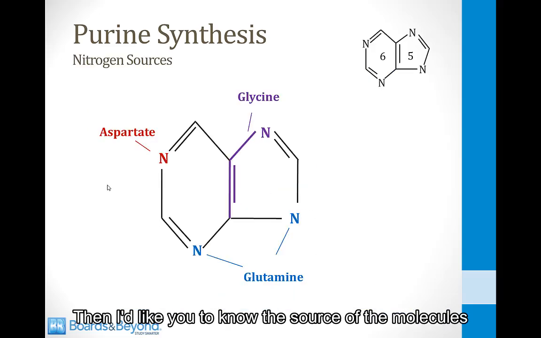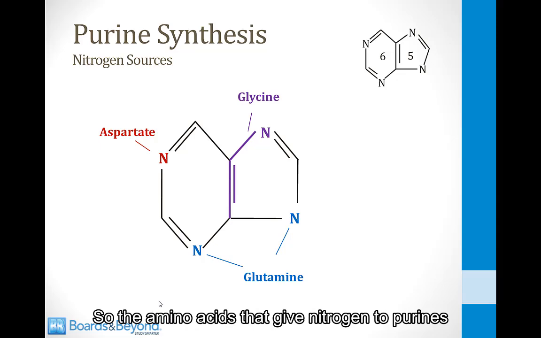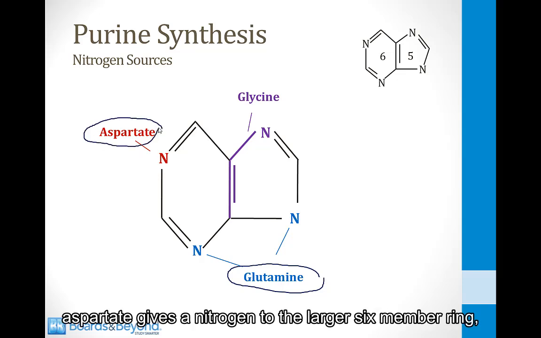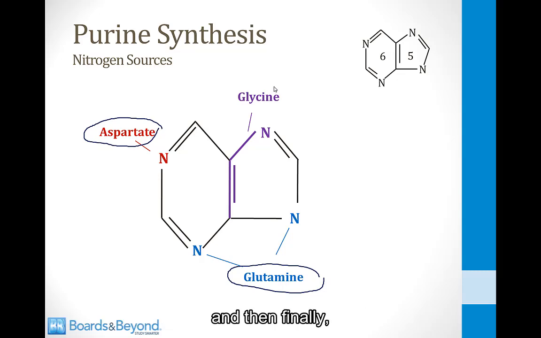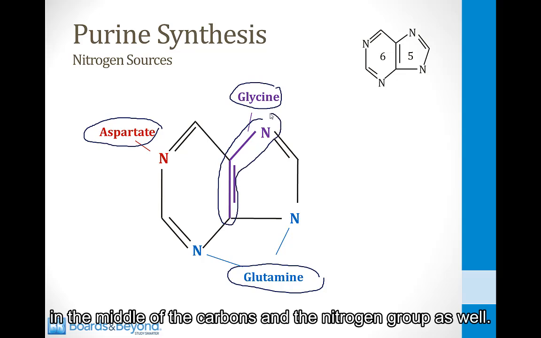They like you to know the source of the molecules in the purine rings for your boards. And remember what I said before, all nitrogens come from amino acids. So the amino acids that give nitrogen to purines include glutamine, which gives 1 nitrogen to each of the 2 rings. Aspartate gives a nitrogen to the larger 6-member ring. And then finally, glycine contributes all these structures in the middle, the carbons and the nitrogen group as well.